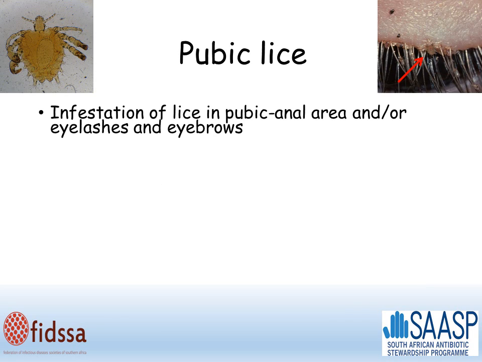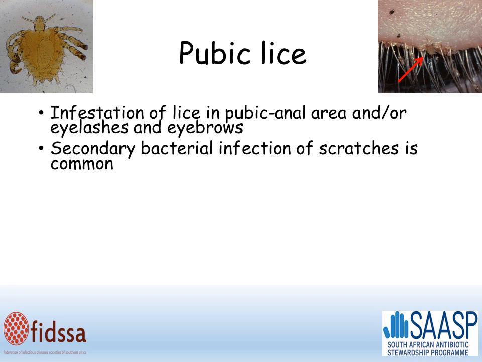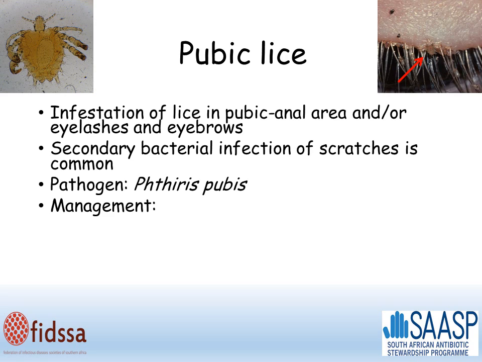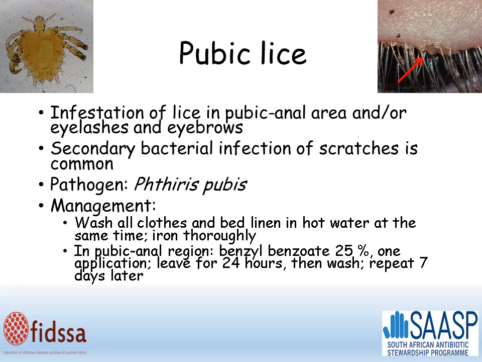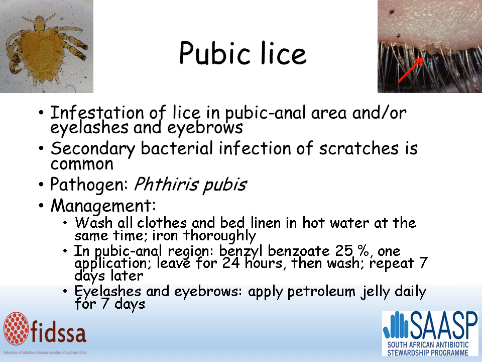Pubic lice is infestation of lice in the pubic anal area and/or eyelashes and eyebrows, and secondary bacterial infections from scratches are common. The pathogen is Pthirus pubis, and the management is to wash all clothes and bed linen in hot water at the same time and to iron them thoroughly afterwards. And in the pubic anal region, use benzyl benzoate, one application for 24 hours, then wash it off and repeat 7 days later. The eyelashes and eyebrows can be treated by application of petroleum jelly daily for 7 days.